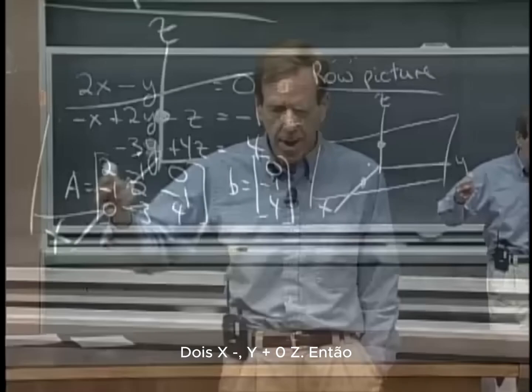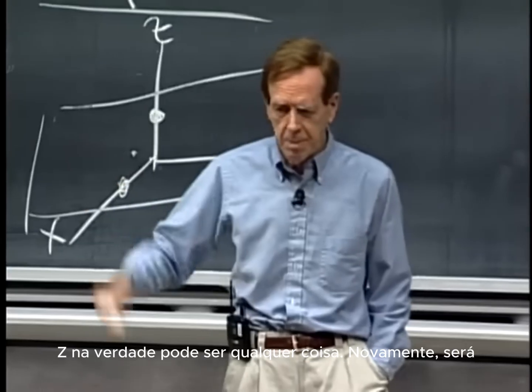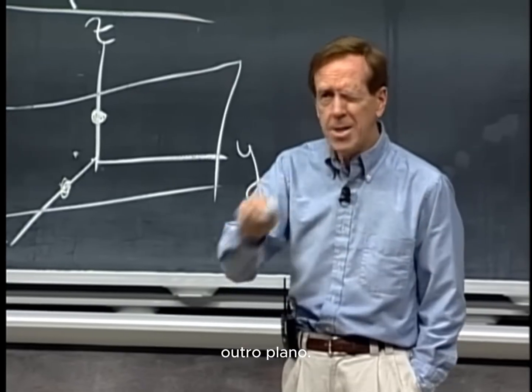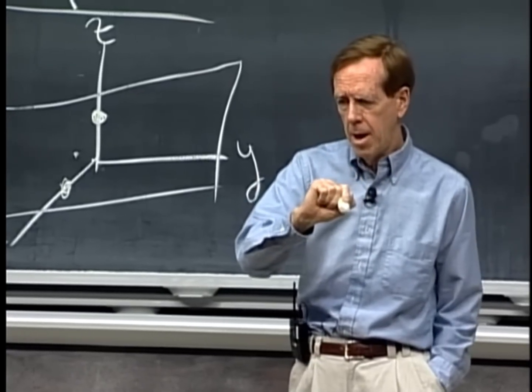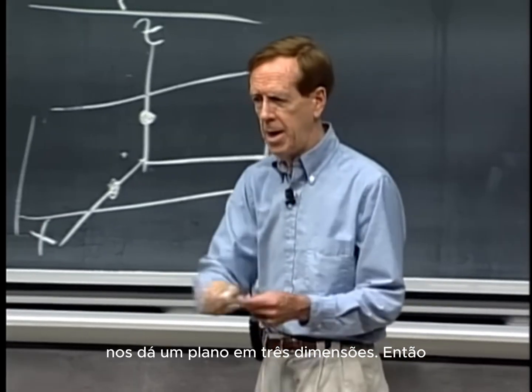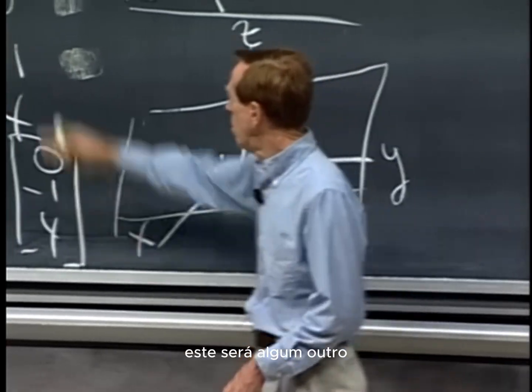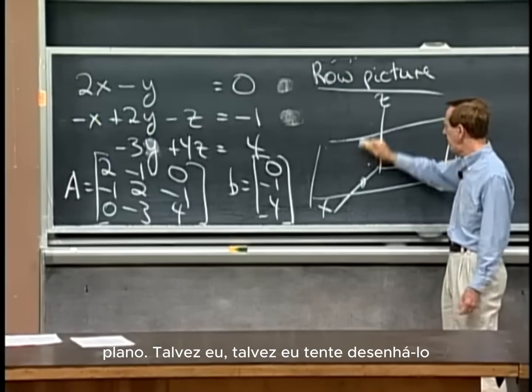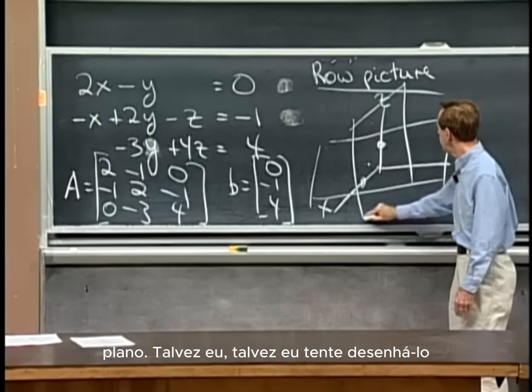2x minus y plus 0z. So z actually can be anything. Again, it's going to be another plane. Each row in a 3 by 3 problem gives us a plane in 3 dimensions. So this one is going to be some other plane. Maybe I'll try to draw it like this.